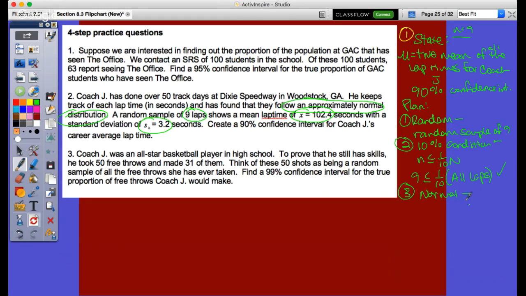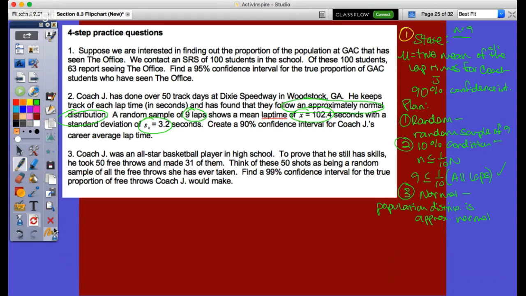And we look first at the population distribution. So it says that the population found an approximately normal distribution. So we would just say that the population distribution is approximately normal. Okay? There's the plan phase.